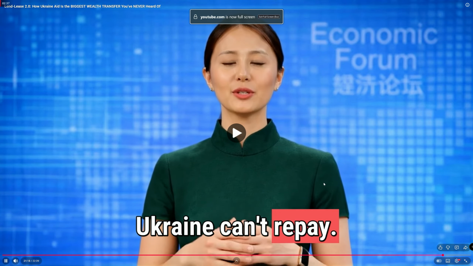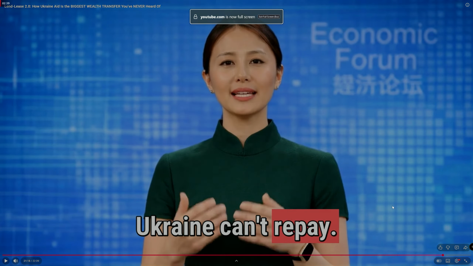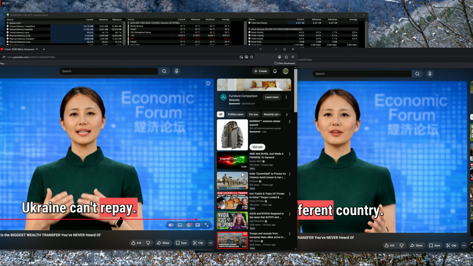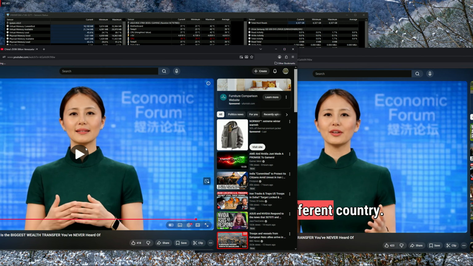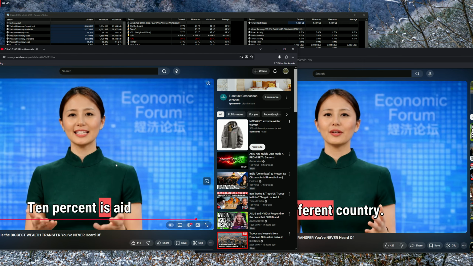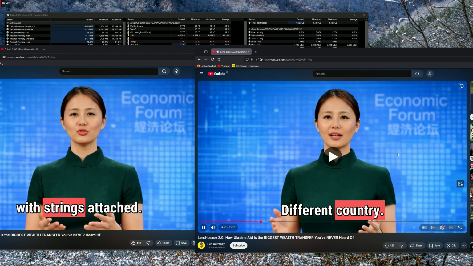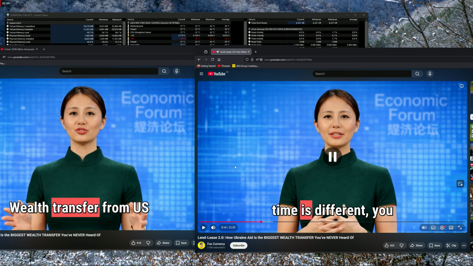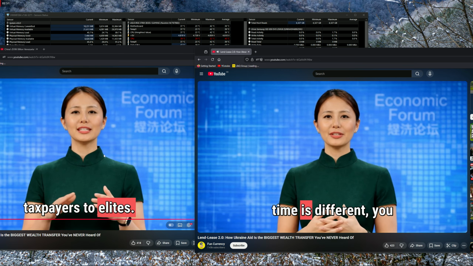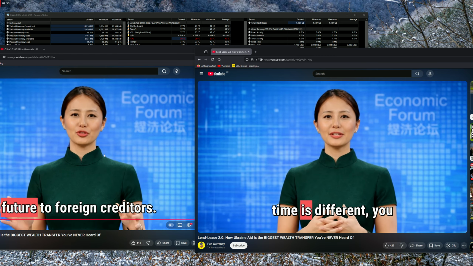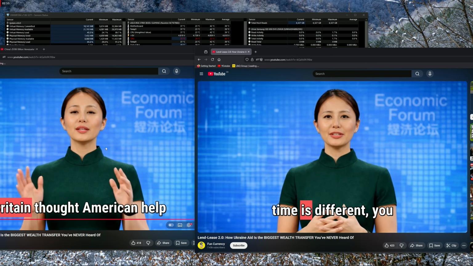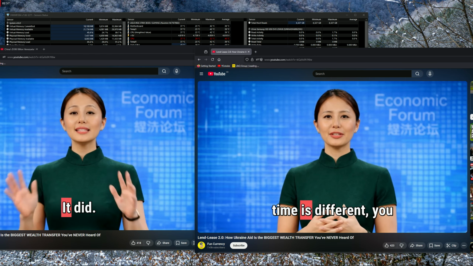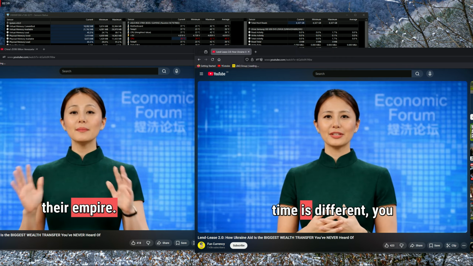Ukraine can't repay. 10% is aid with strings attached. If you think this time is different, the result is a wealth transfer from U.S. taxpayers to elites, and a wealth transfer from Ukraine's future to foreign creditors. Britain thought American help saved them. It did. But the price was their empire.